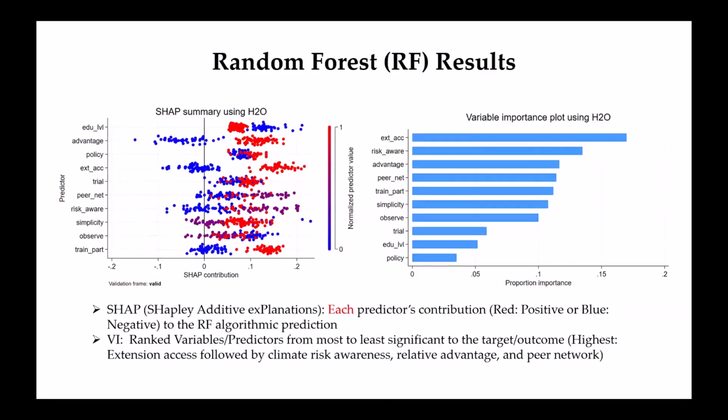If you see the SHAP summary, it tells a little bit different story. Education level is important. Relative advantage is really bipolar, giving either positive or negative adoption. But we basically follow the rule of thumb: we follow predictor importance. So based on all the different studies, we capture that extension access is the most important piece for new technology diffusion and adoption.